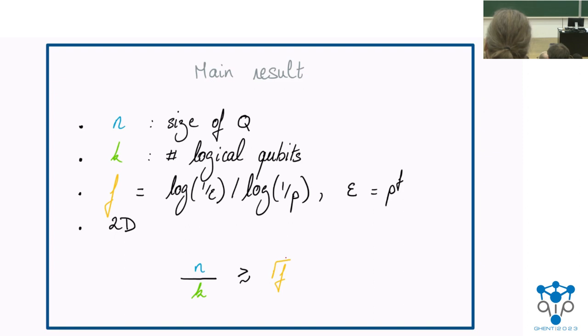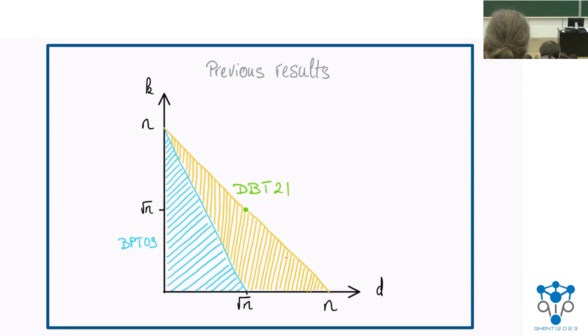So in 2D, this is what this gives. The overhead, so the number of physical qubits you need per logical qubit, scales as the square root of f. If you're familiar with quantum codes in general, you can think of f as being the distance. And so what this states essentially is that if you want your error suppression to increase as you scale up your system, the overhead is necessarily going to grow.